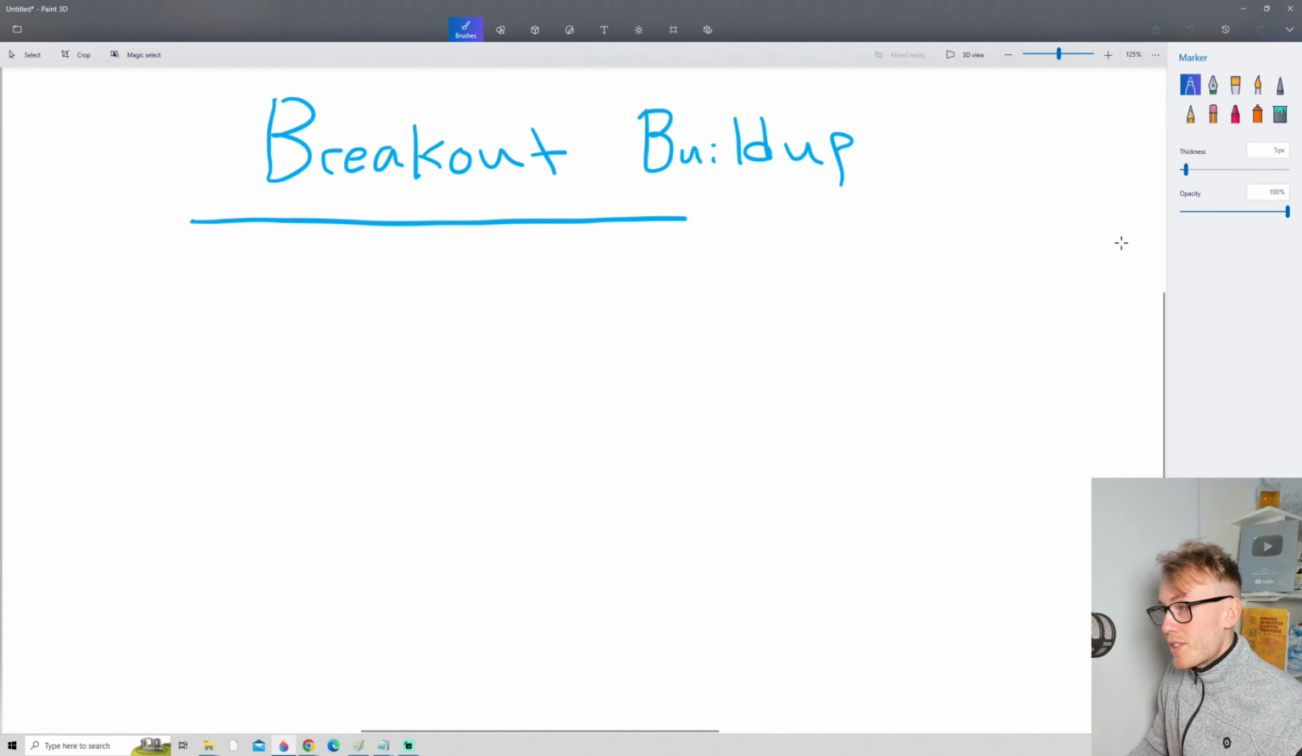The next price action signal I want to talk about is the breakout buildup. And if you are a breakout trader, if you like breakout trades, this is something that is so important to learn.